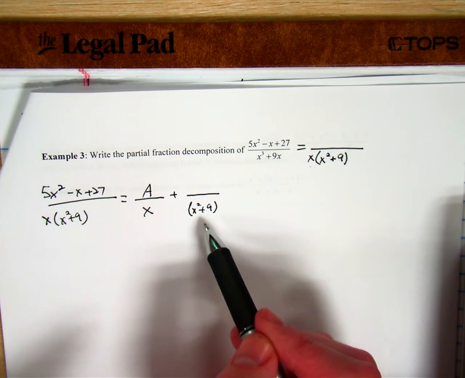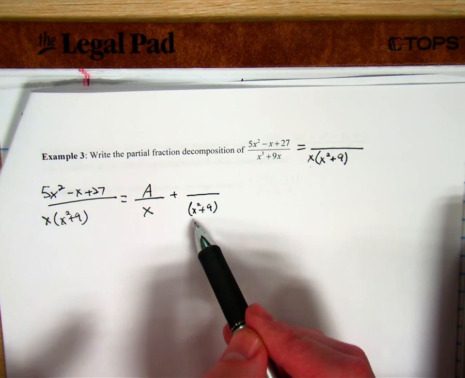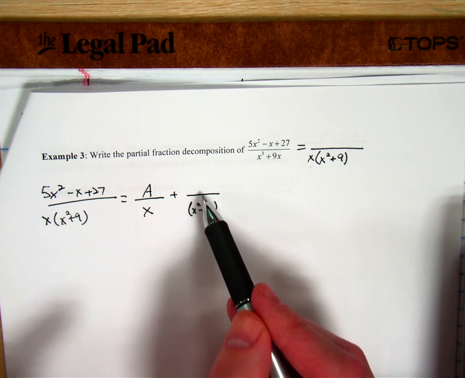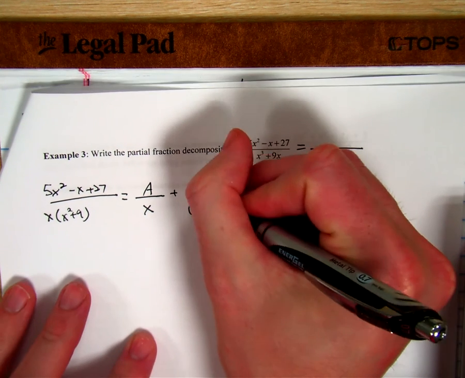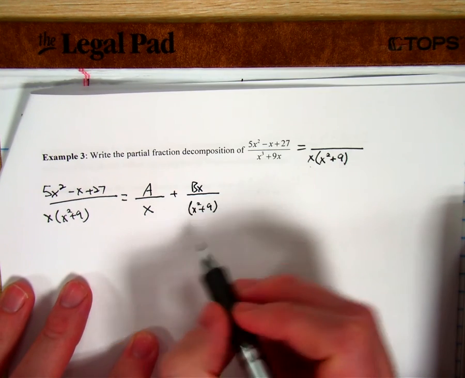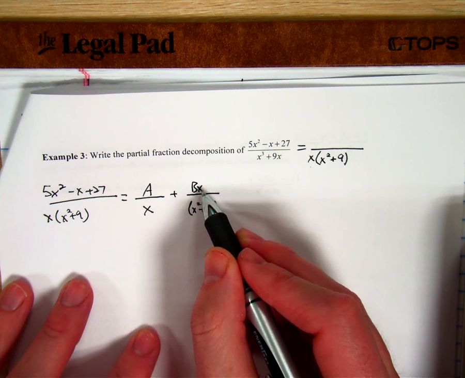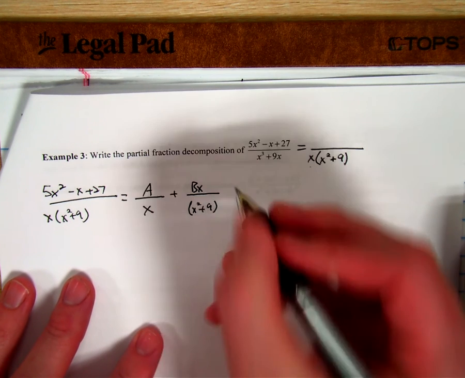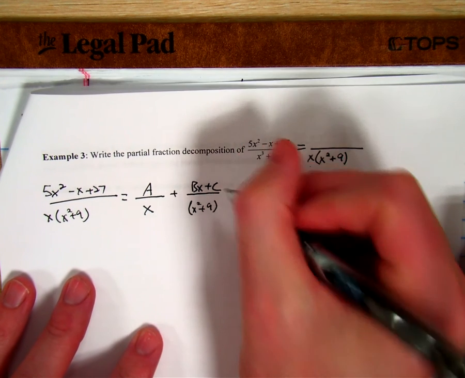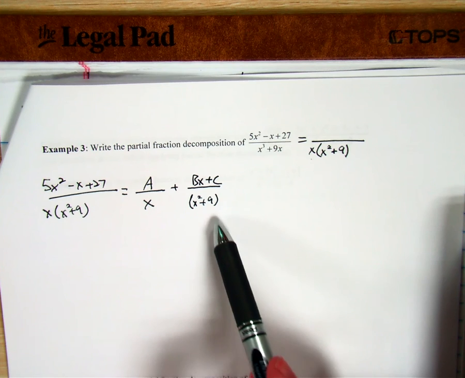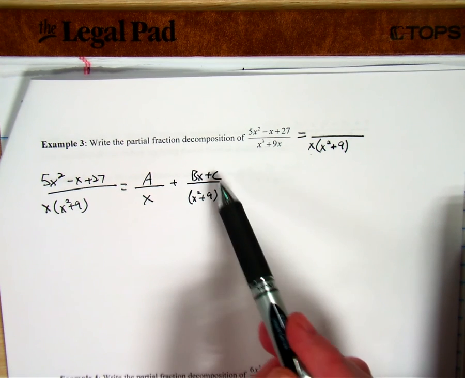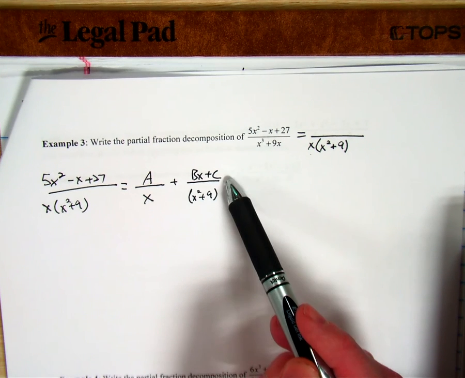We have an x squared here, so we're going to start our numerator one level below it, which is still going to have an x. So we're going to have a bx to the first, because this was x squared, so one level below was x to the first. We're going to have bx to the first plus c. So if you have a quadratic root, the part that goes above it is going to be a letter times x plus another just regular letter.